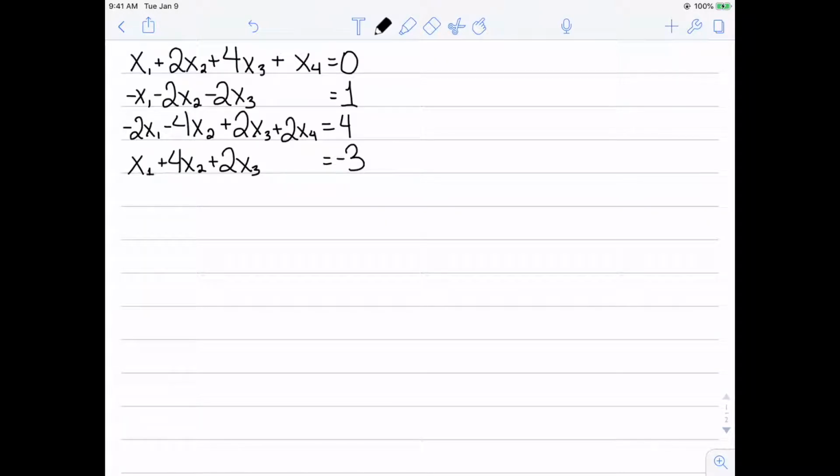We start by using the x1 in the first equation, so we're going to leave the first equation alone. For the second equation, we're going to add the first and the second equation. So x1 minus x1 is 0, 2x2 minus 2x2 is 0, 4x3 minus 2x3 is 2x3, x4 plus 0 is x4, and 0 plus 1 is 1.